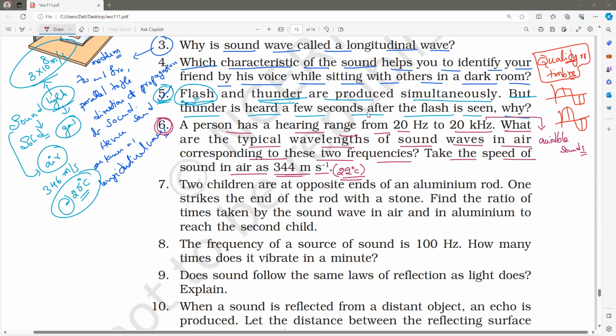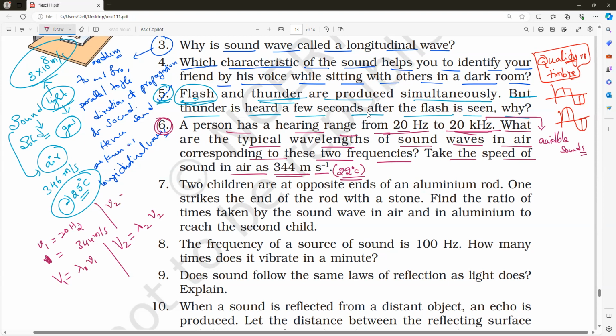A person has a hearing range of 20 hertz to 20 kilohertz. So first we have to find the wavelength of both. So the first frequency, f1, is what, everybody? 20 hertz. Speed is equal to 344 meter per second. Now, what is the formula for speed, wavelength, and frequency? Speed is equal to wavelength into frequency. Is it right or wrong? So let me take lambda 1 and V1, because we have two frequencies. Same way, the second one: V is common. So V2 is equal to lambda 2 into frequency 2. Frequency 2, how much, Ram?